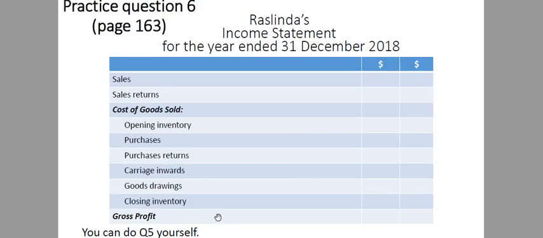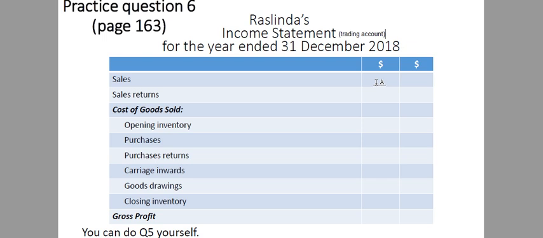And another practice question, question number 6 on page 163. Now this one here tells you to do the first part of the income statement. And the first part of the income statement, we can also mark here the trading account. So with that in the bracket we can write a trading account, so that you remember that it's not a complete income statement, it's just one of the sections. And now we can just fill up the things which are given in the question.